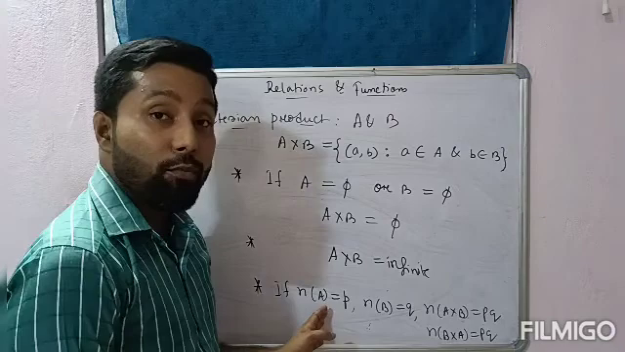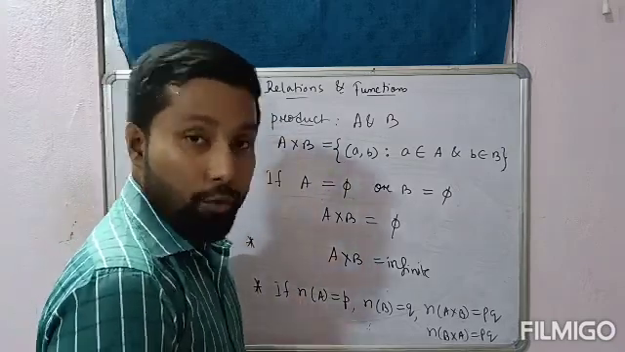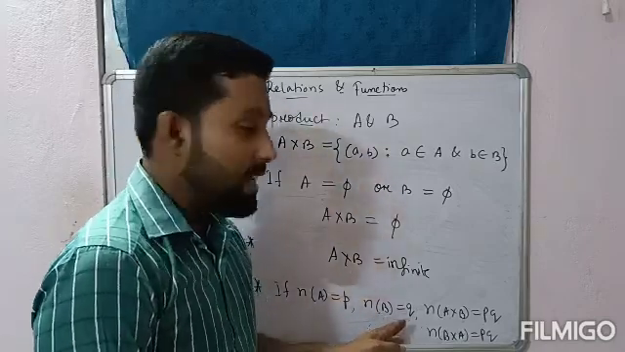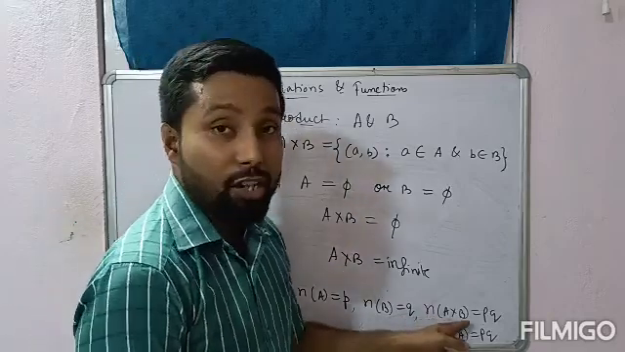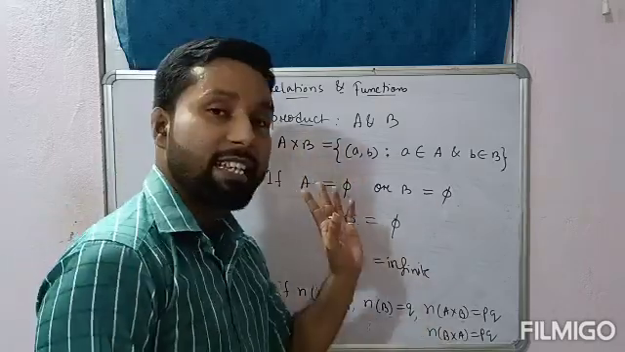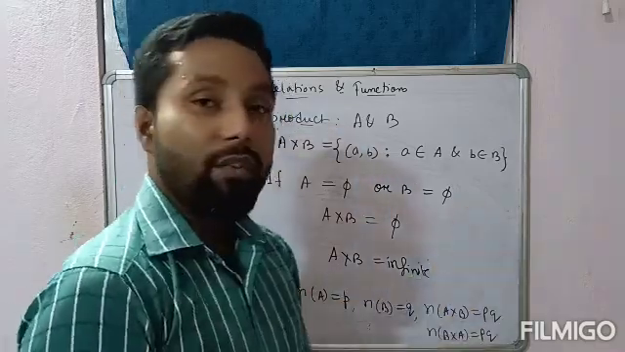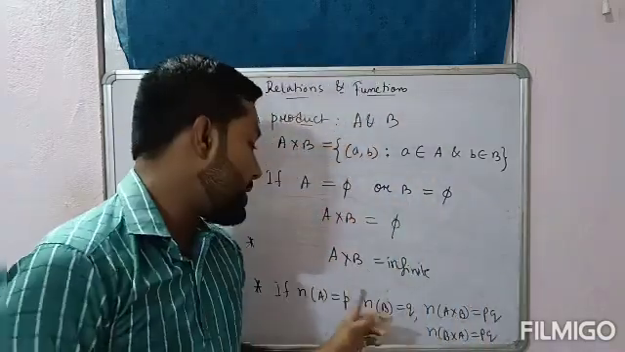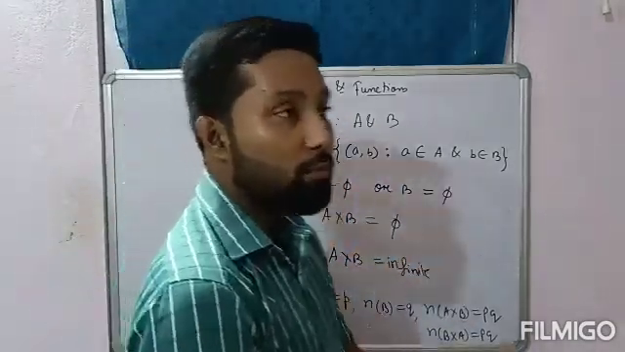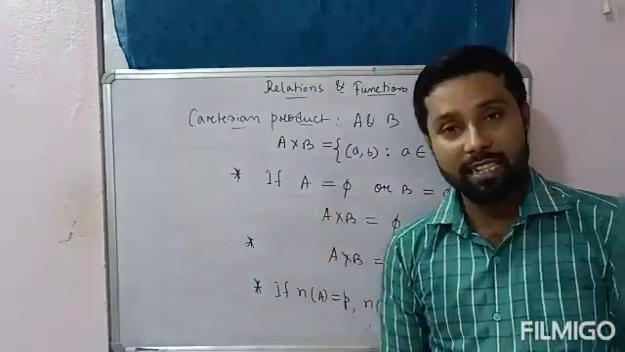If n of A is equal to P, that means the number of elements in set A is equal to P, and the number of elements in set B is equal to Q, then the number of elements in A cross B is equal to P into Q. You just need to multiply these two numbers, that's it. Similarly, in the case of B cross A also, you need to multiply the two numbers P and Q, that's it. Okay, so these are the three important cases. Sometimes a short question can be asked, it can also come in true or false, okay. So you have to remember all these three conditions.